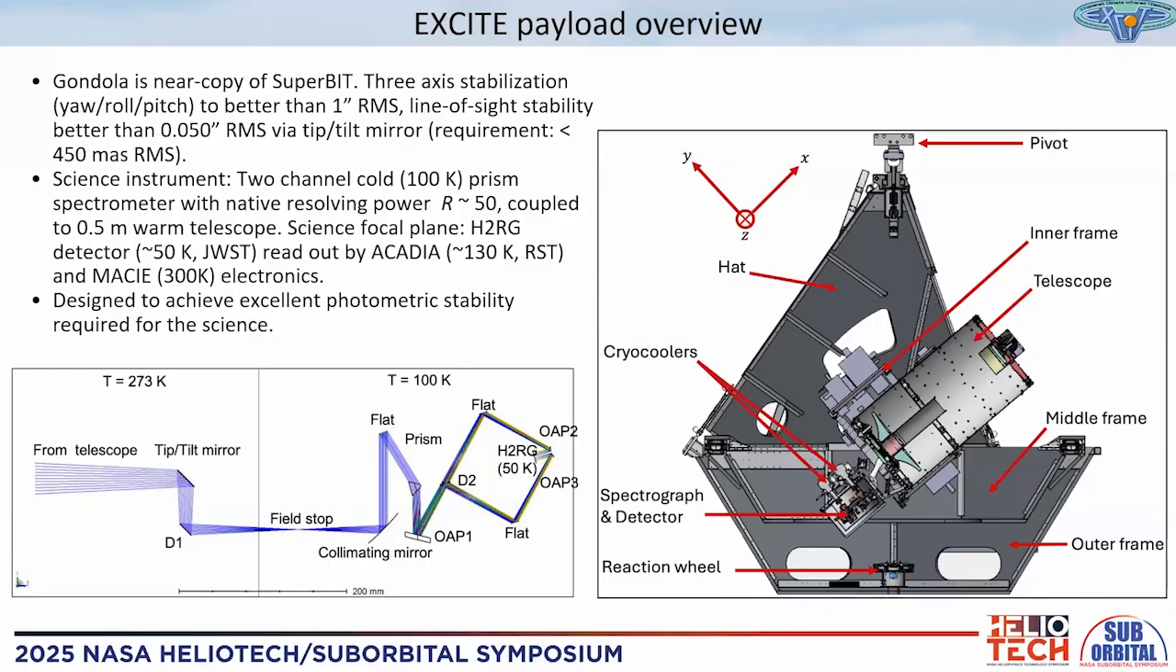We use a prism to get a native resolving power of about 50. We have an HgCdTe focal plane, which was left over from JWST NIRSpec, read out by the ACADIA readout electronics developed at Goddard for the Roman Space Telescope, and MACIE warm electronics. And the optical ray trace at the bottom left gives you an idea of what the signal path is. We have our telescope, then the tip-tilt mirror, which is going to do our fine beam steering, drive it into our cryostat, and then a pretty simple spectrometer.